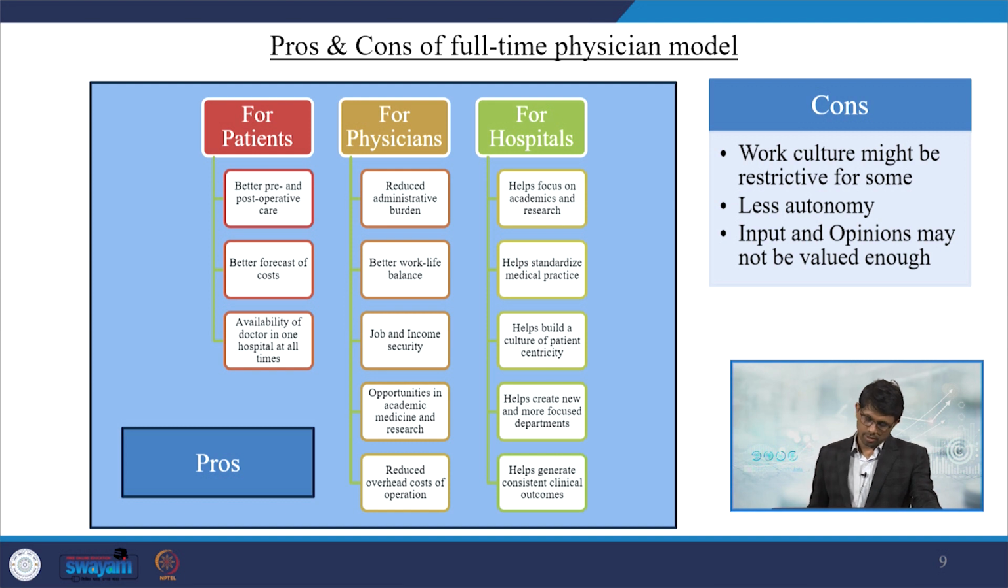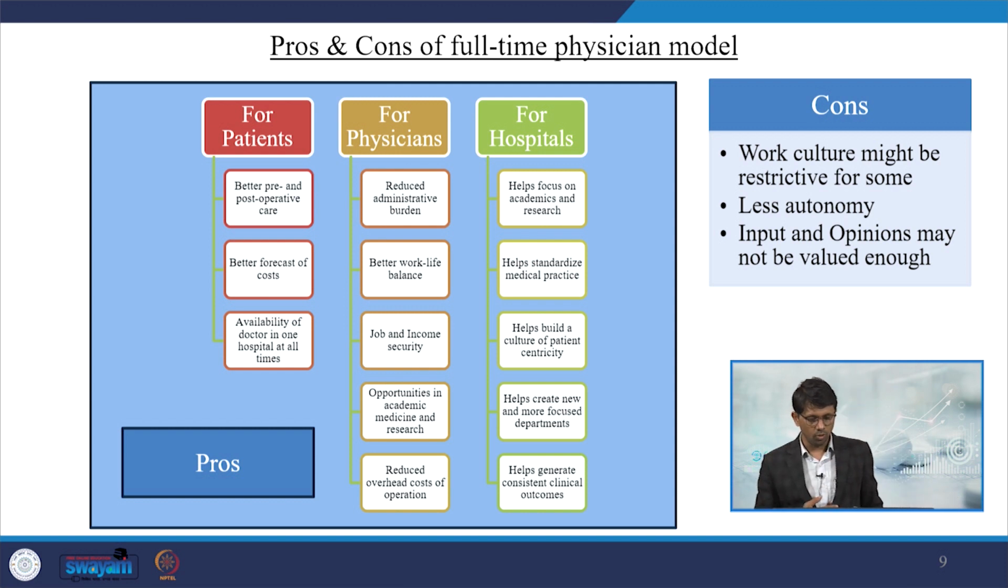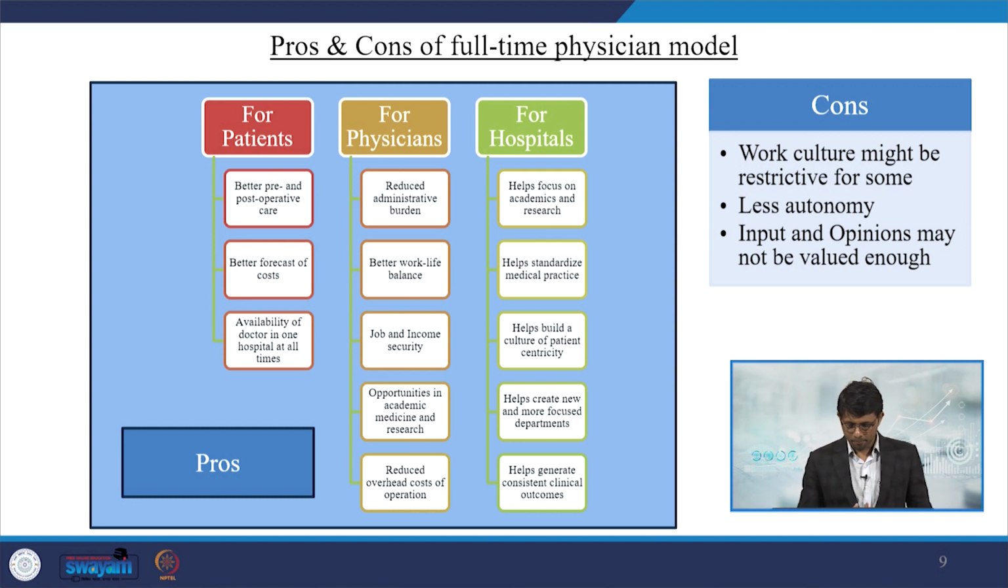For hospitals, of course, the other two categories will be a supporting hand. This helps focus on academics and research. The standard of medical practice will improve, a culture of patient centricity is going to be built, and there will be more focus on specialized departments. This will generate consistent clinical outcomes. There are some cons of this full time physician model in a hospital setup. The work culture might be restrictive for some, because you are supposed to go by the regulations of the full time model, and it has less autonomy, and input and opinions may not be valued enough.